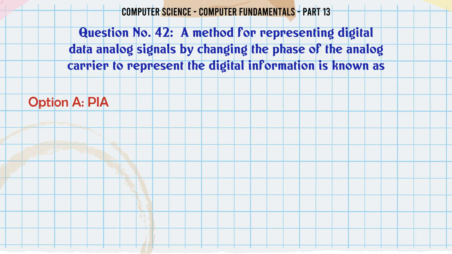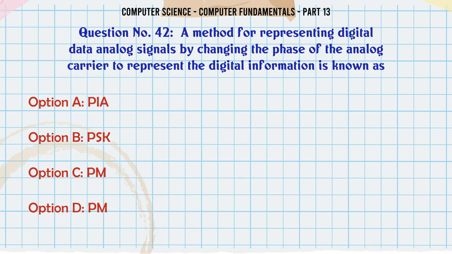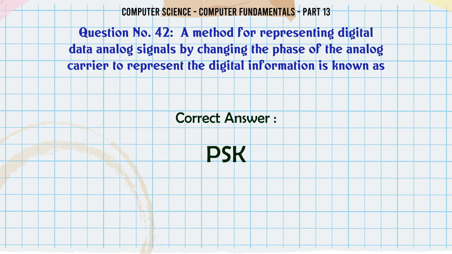A method for representing digital data by analog signals, changing the phase of the analog carrier to represent the digital information, is known as A. PIA. B. PSK. C. PM. D. PM. The correct answer is PSK.